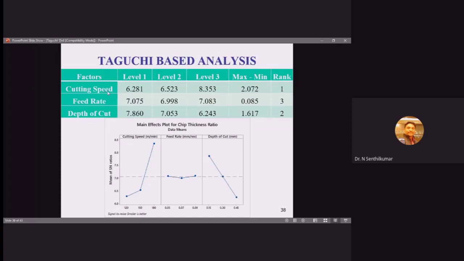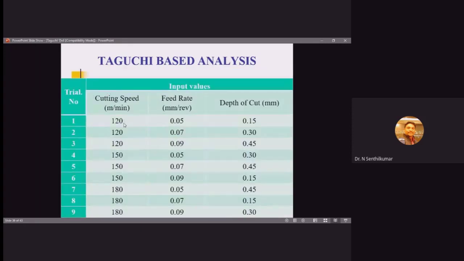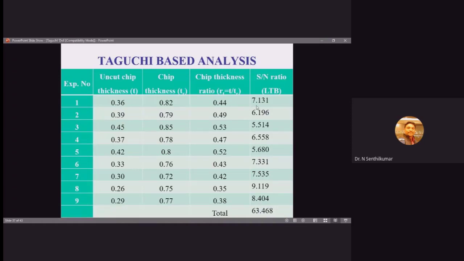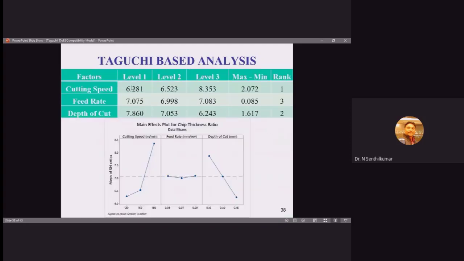Cutting speed, I will tell. Cutting speed, the level value is 120. So 120, 120, 120. So these 3 are trial numbers 1, 2, 3. So 7.131 plus 6.196 plus 5.514 divided by 3 will be this value. Similarly for this one. Okay. So max minus min. The maximum value is 8.353 minus the minimum is this. So this minus this will be this value.